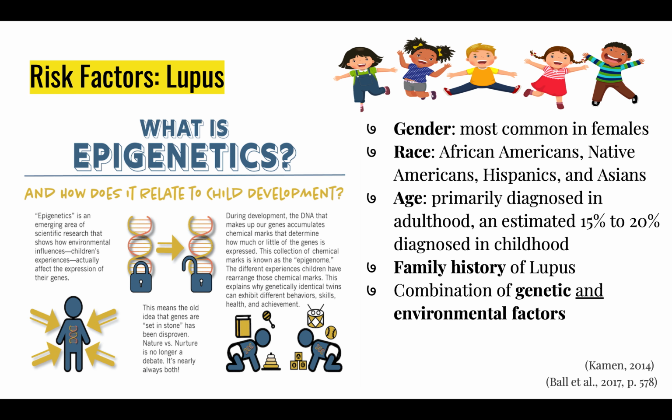And if there's one thing that I want you guys to take away from this slide, it is that SLE in children tends to be more severe at onset and has a more aggressive clinical course than the adult onset type. There is a family history of lupus, so if a child has a mother or father who has it, their chances of developing this autoimmune disease is greater. And there's a combination of genetic and environmental factors.